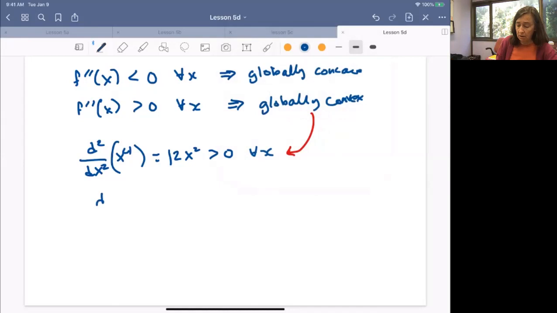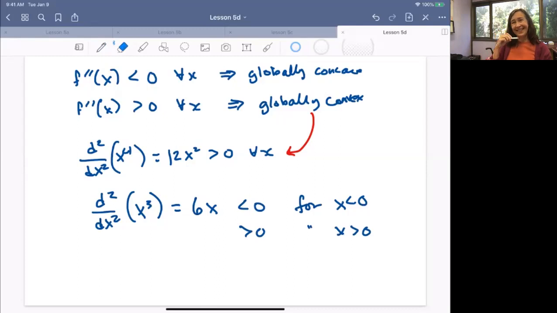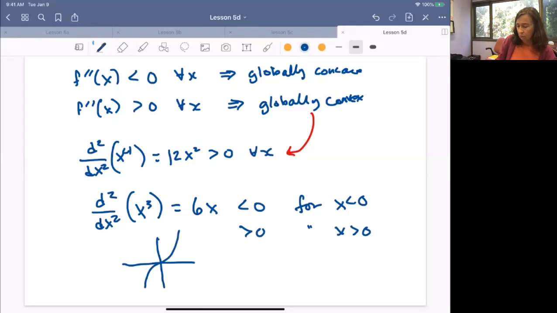So for example, the second derivative of x cubed. The first derivative is 3x squared, second derivative is 6x. That is less than 0 for x less than 0 and greater than 0 for x greater than 0. So x cubed is a function that changes its concavity. It changes from increasing at a decreasing rate to increasing at an increasing rate. And it looks like this.